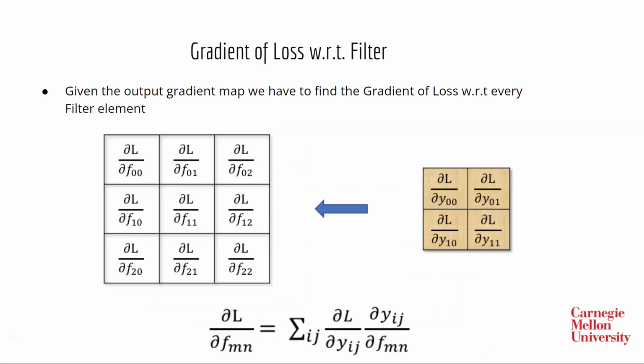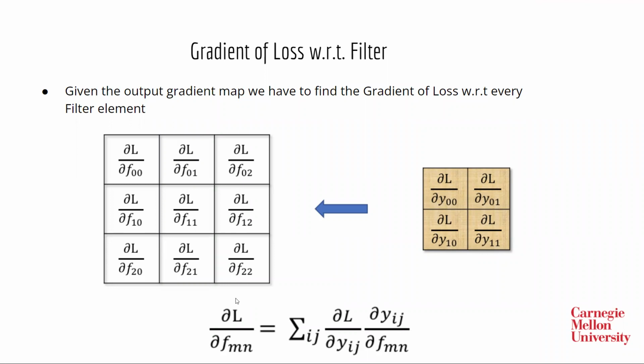Now we need to see how you find the gradient of loss with respect to filter. So again, we have the gradient of loss with respect to outputs. Slight change in notation again. O was used in the previous example. Here it's Y. So Y are your outputs. So we have the gradient of loss with respect to outputs, and from there we have to find the gradient of loss with respect to filters. It's the same equation that we had seen earlier.